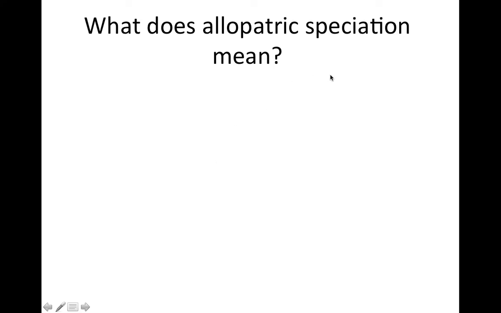So what does allopatric speciation mean? Allopatric speciation means different place, and it's when 2 different species evolve from one species that has been separated by a geographic boundary, some kind of geography separating them.